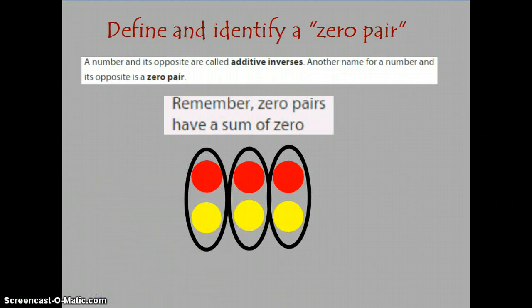Least to greatest. Okay, define and identify a zero pair. Remember, a number and its opposite are called additive inverses. That's fancy for a number and its opposite is a zero pair. And remember that zero pairs have a sum of 0. So one negative chip and one positive chip is a zero pair because negative 1 plus positive 1 is 0. And so if we have 3 negative chips and 3 positive chips, they all cancel out to a sum of 0, and that is a zero pair.